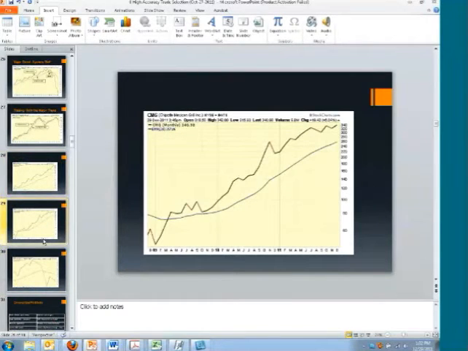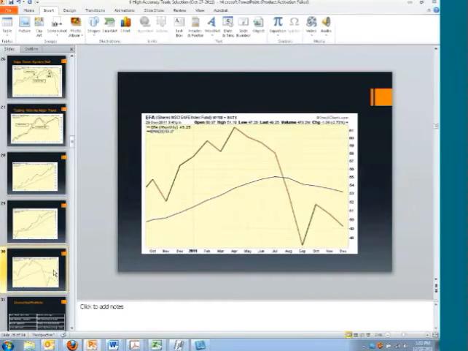Here's another example. This is for Chipotle Mexican Grill, and we can see the 1-month price crossed above the 20-month EMA blue line here, which signaled a buy signal for Chipotle, and we have option and stock positions in Chipotle also.